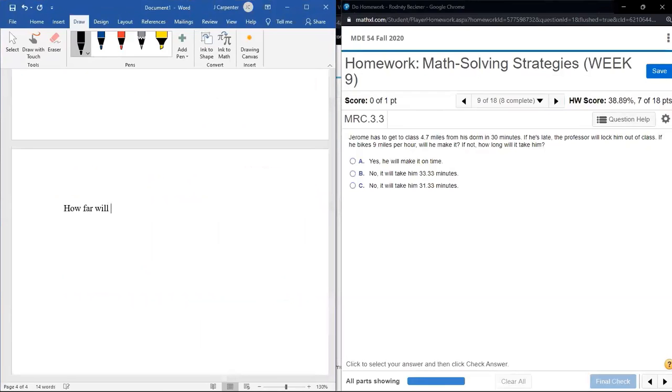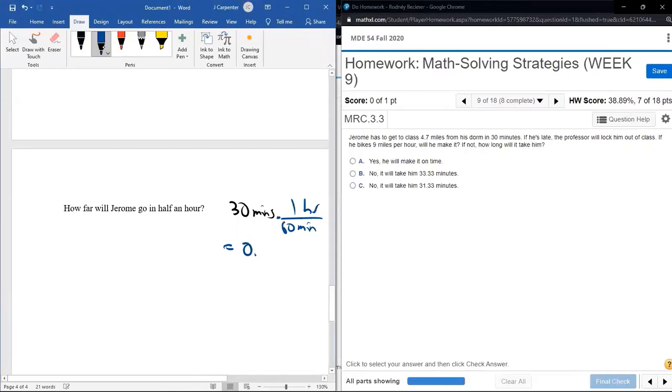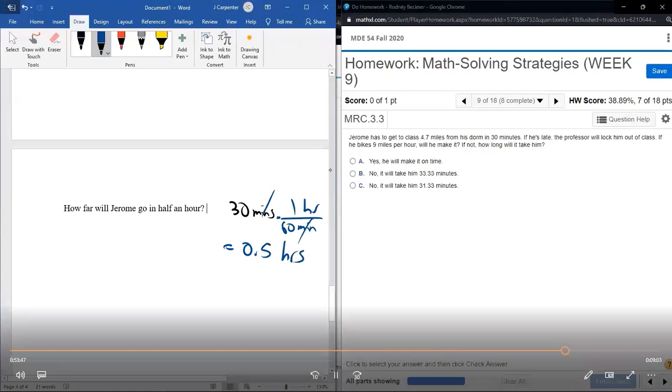How far will Jerome go? Half an hour. 30 minutes, half an hour. But because his speed is 9 miles per hour, that's why I'm talking about converting this thing to hours. So the 30 minutes, we know that there's 60 minutes to an hour, out with the old, so minutes in the bottom, in with the new, hours in the top, 1 hour to 60 minutes. 30 over 60 is a half, the minutes cancel, and it leaves you with hours. That's where the half an hour came from. And again, I wanted that because his speed is in miles per hour. So he's got half an hour worth of time.